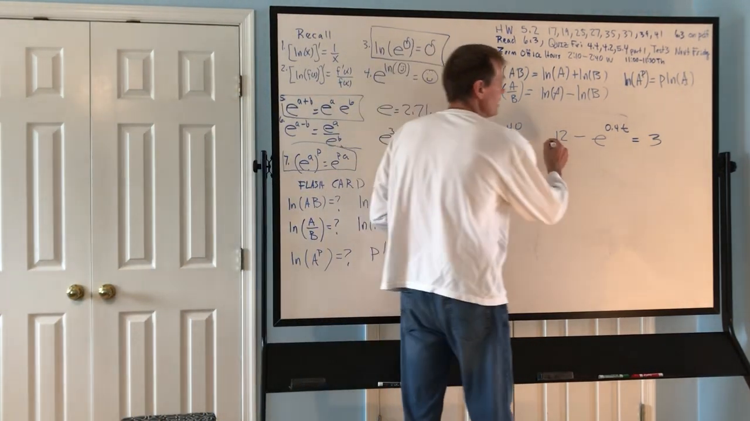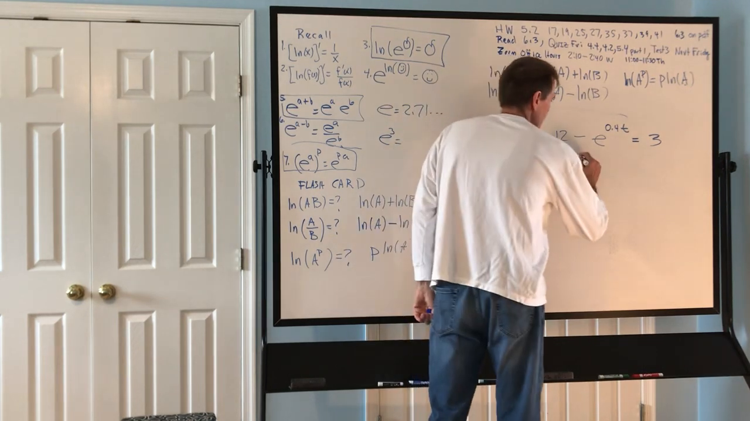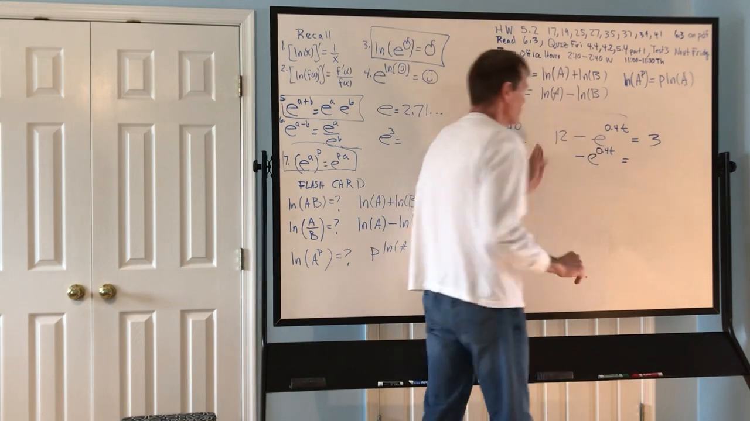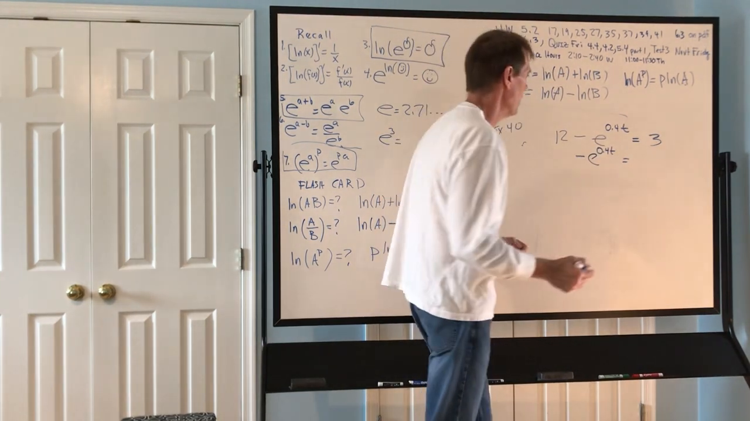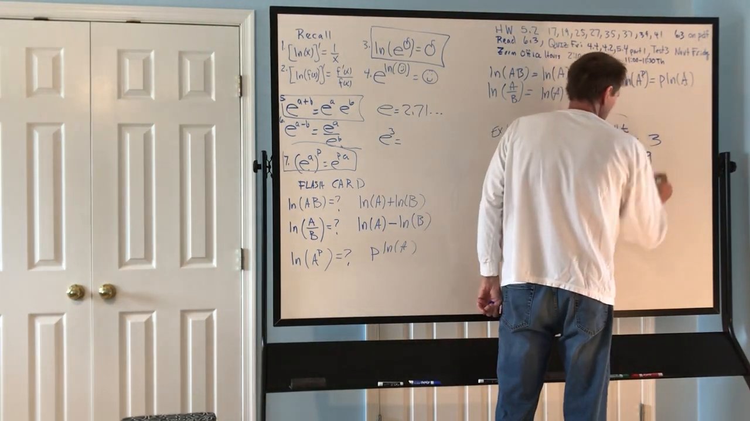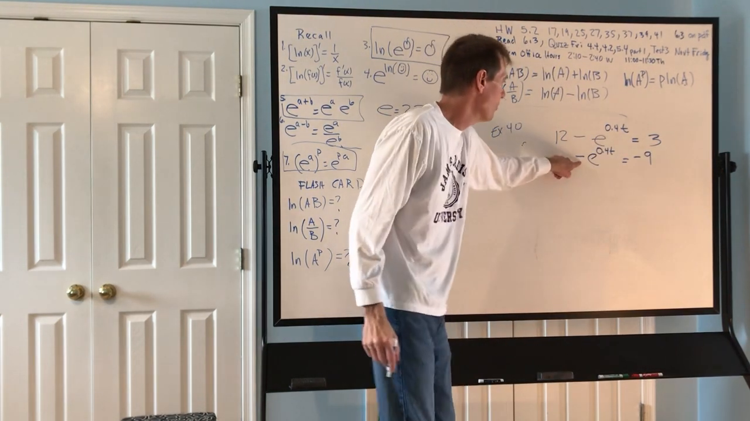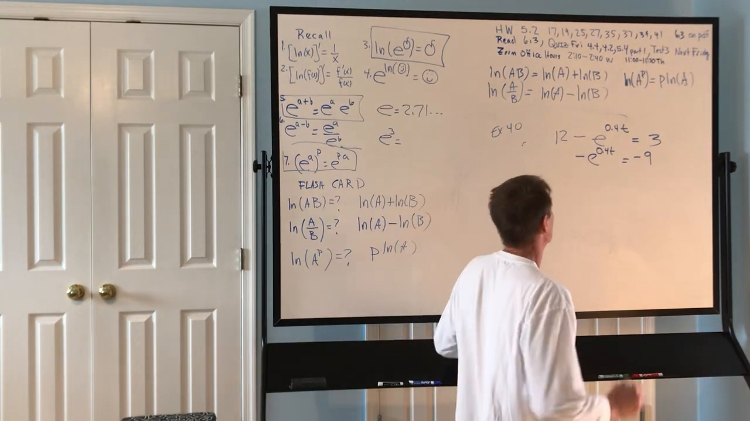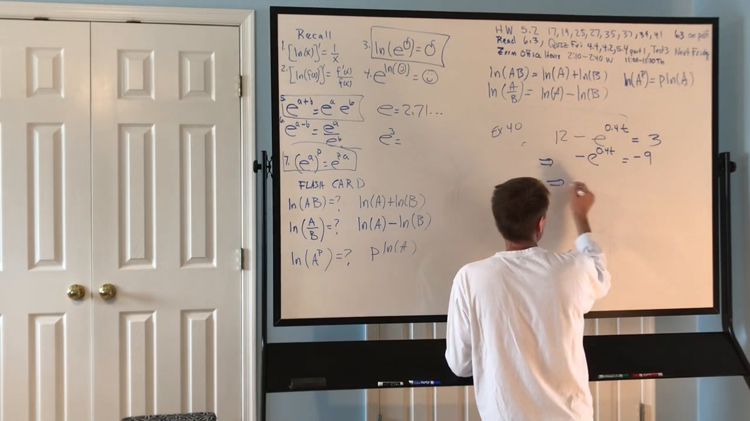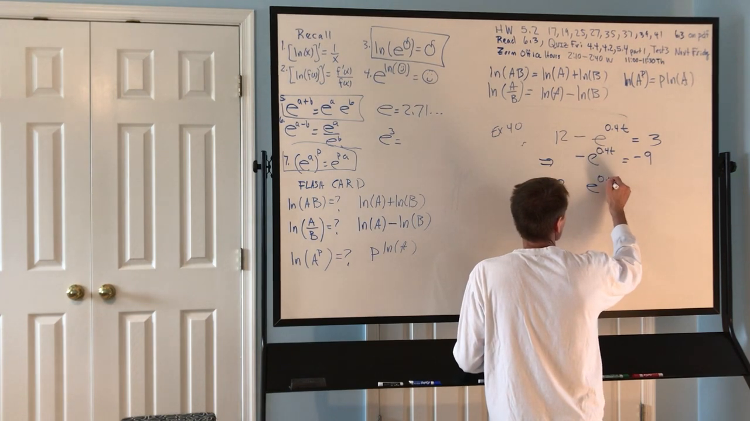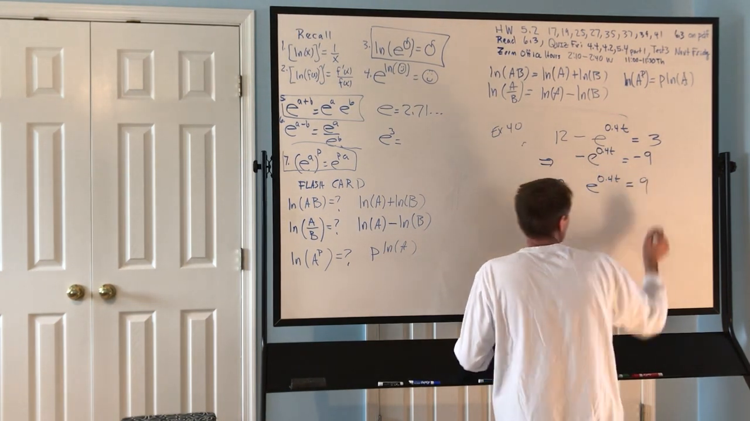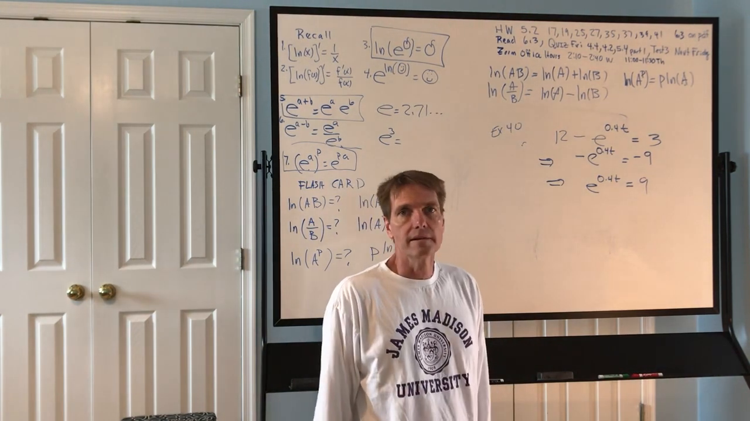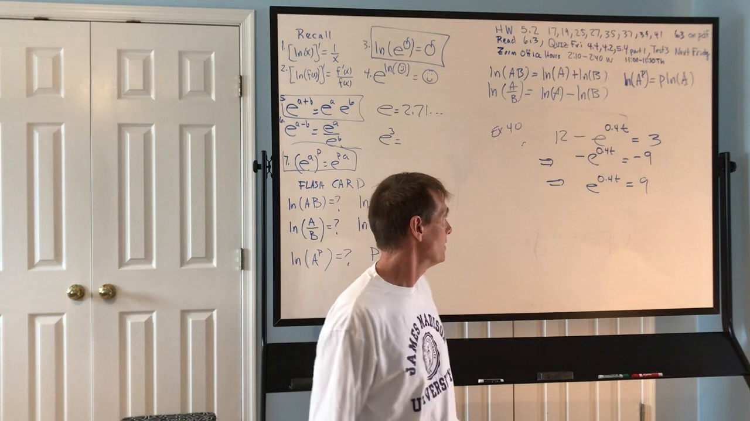So the first thing I'm going to do is get the 12 to the other side. 12, 3 minus 12 is 9. Now notice there's no minus sign, so we have to get that gone too. That would logically imply e to the 0.4t is equal to 9.